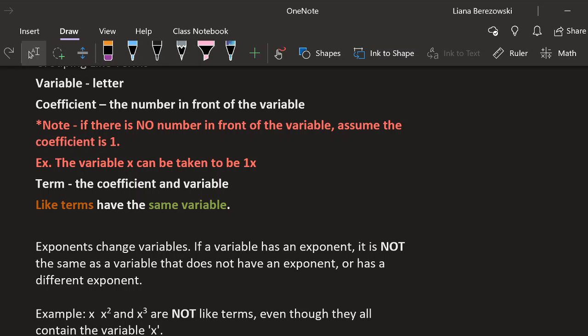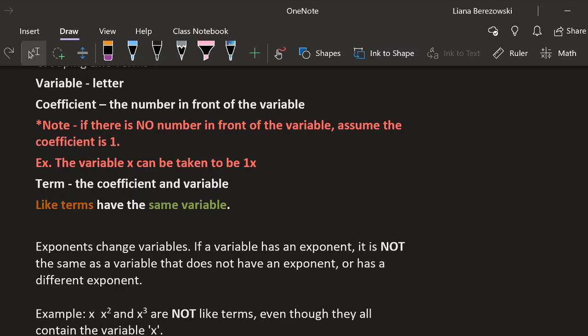Coefficient. The coefficient is the number in front of the variable. So if you had something like 3x, x is the variable, coefficient is 3. If there's no number in front of the variable, so it's just an x or a q hanging out by itself, that means that the coefficient is 1. It doesn't mean 0, it doesn't mean 1/2 or anything weird like that. It means 1. So the variable x can be taken to be 1x. We just never write the 1.